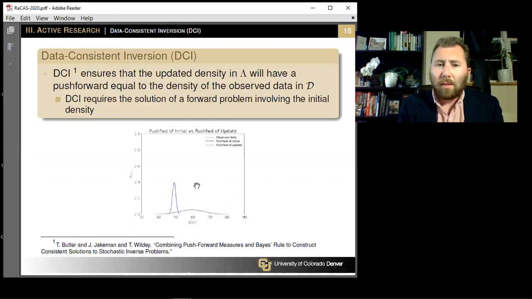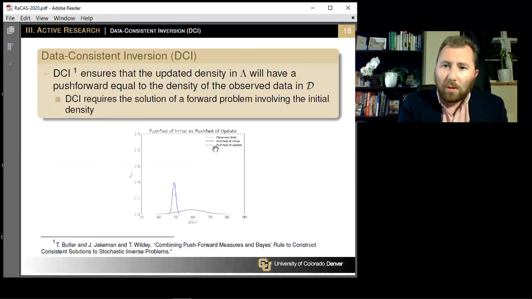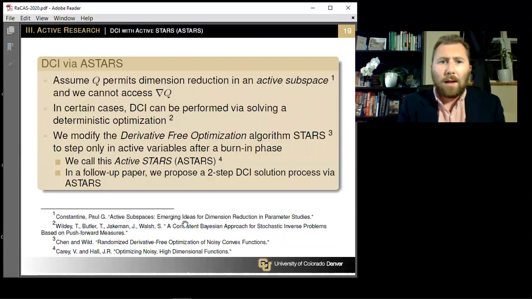And DCI basically ensures that when you solve a forward problem for your updated density, it will match your data perfectly. So you get this nice overlap here. There's actually two curves being plotted, but they're both overlapping very nicely because of the properties of DCI. And finally, just a couple of notes: if your map can permit dimension reduction, and if you also don't have access to your analytic gradient, then in some cases you can still perform DCI using deterministic optimization.